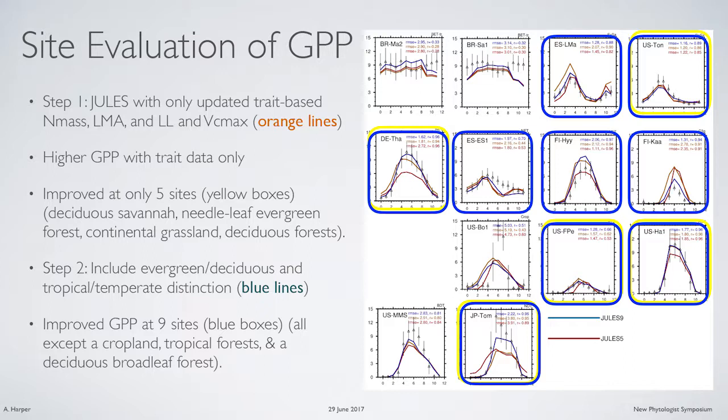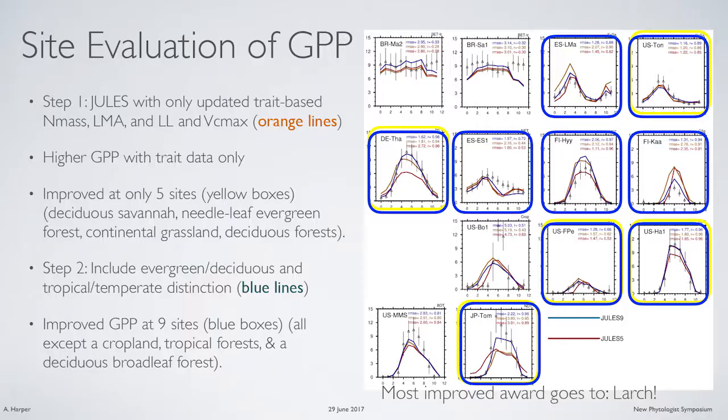And then we don't do that great at the two tropical sites, unfortunately, but again, not too surprising because no changes were really made to model hydraulics or any of that. And so this really points out that you can get far from using one set of traits, but obviously there's a whole range of data that could be used in the model to improve it.